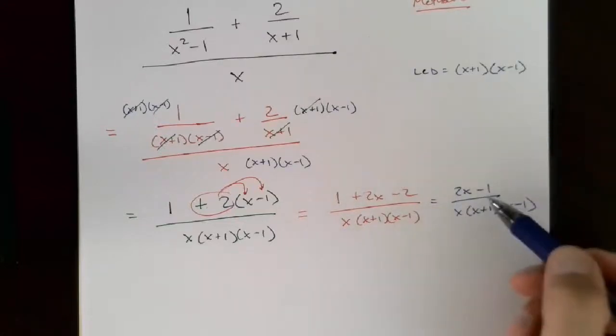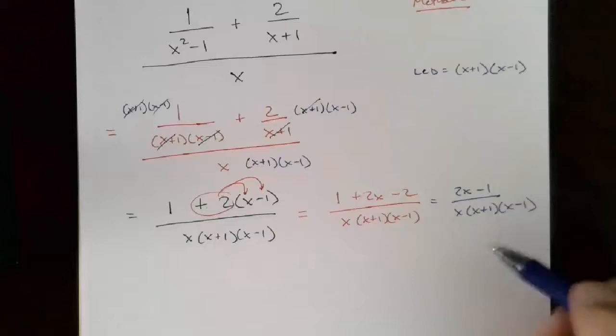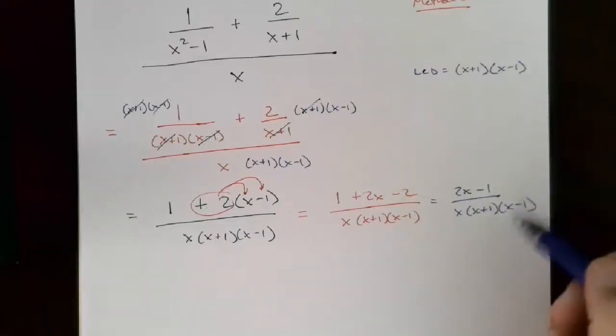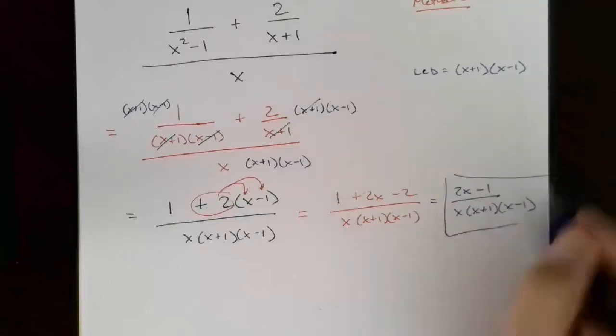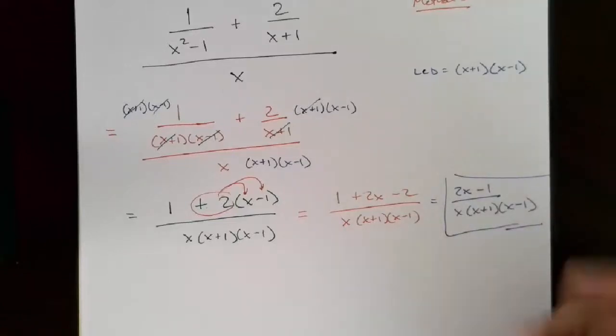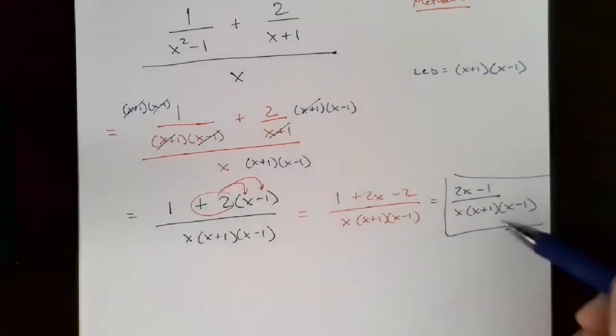And if this 2x minus 1 would factor, then you would try to factor and simplify. As this stands now, none of it cancels out. You can't cancel any of it, so you have to leave it as is. So that would be your answer. You could distribute through this, but I wouldn't. It makes it more complicated, and if you make an error there, you'll lose out on the points.